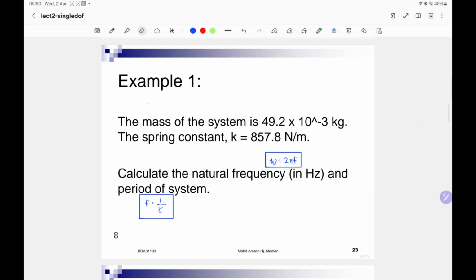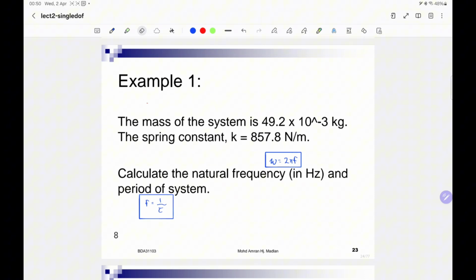So now we're going to continue with the single degree of freedom system chapter, and we're going to look at some examples, and try to solve a simple example here. So let's look at example 1. The mass of the system is given as 49.2 gram, and the spring constant is given as 857.8 Newton per meter.